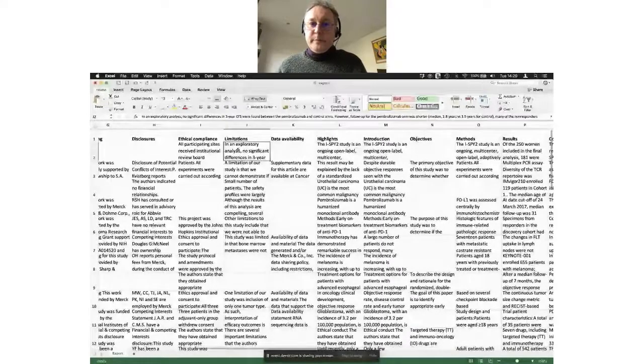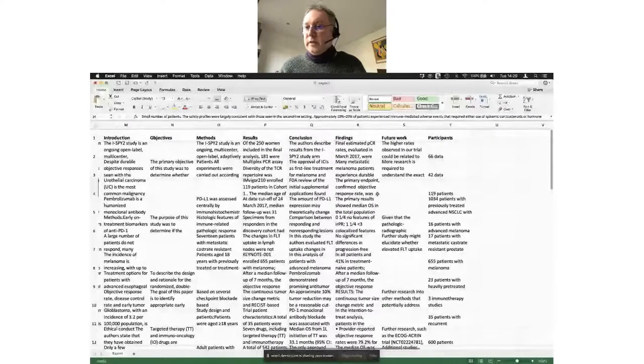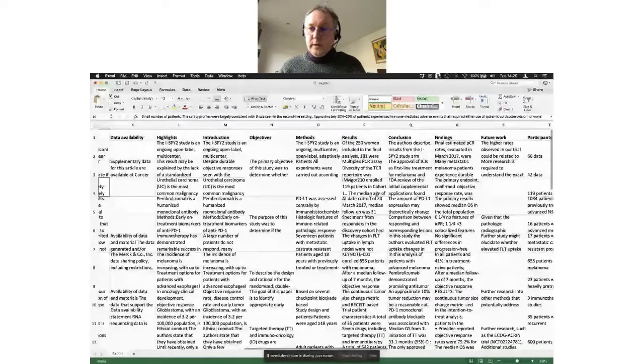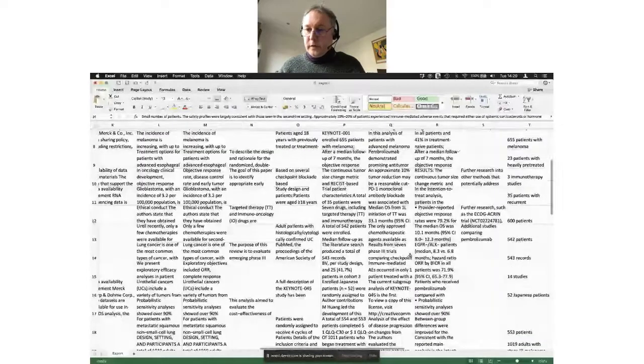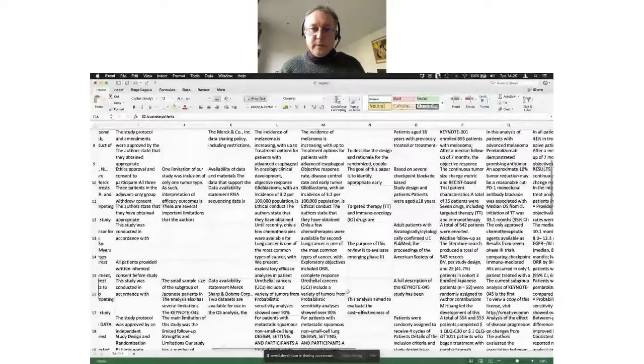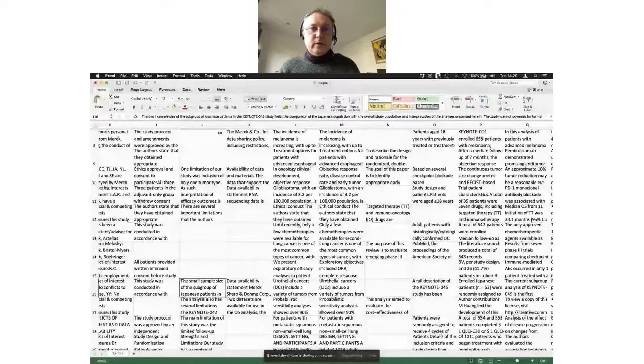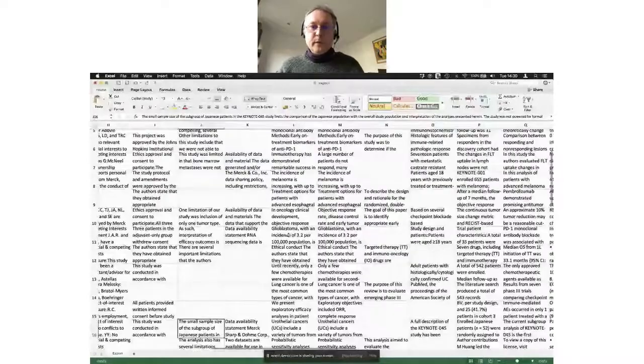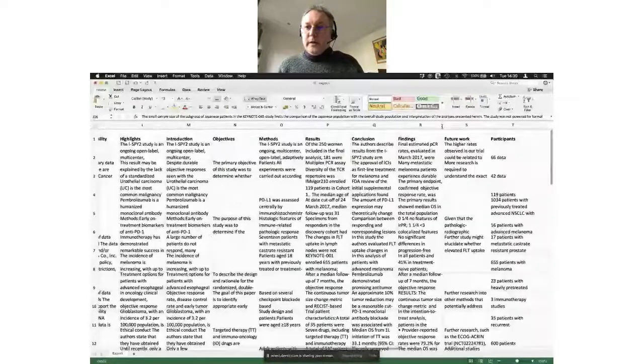And again, we can see which papers consider limitations. So we can see that this one is honest and says, look, we only had a small number of patients here. And sure enough, 119, yeah, it wasn't a huge number. And similarly for this cohort where they looked at 52 Japanese patients, we saw again that they acknowledged that the sample size was small. And then we can analyze the findings.